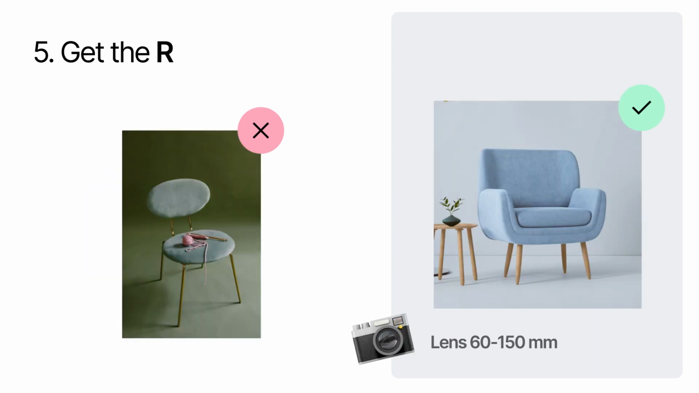Rule number 5, get the right angle. This rule is really important. When using a phone, use a zoom setting, 2x or 3x, for a more natural perspective. For the best look, most product photos are taken from a low angle, almost level with the product. If you're using a fancy camera, go for a lens with a 60 to 150 mm setting, with 90 or 100 being popular for professional photos.